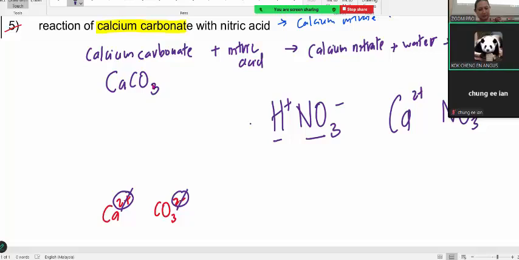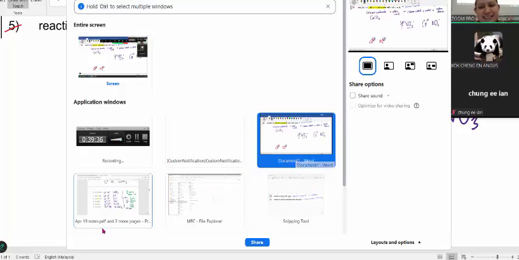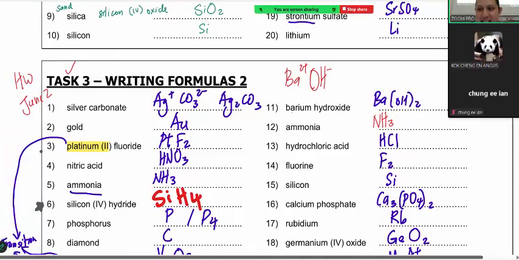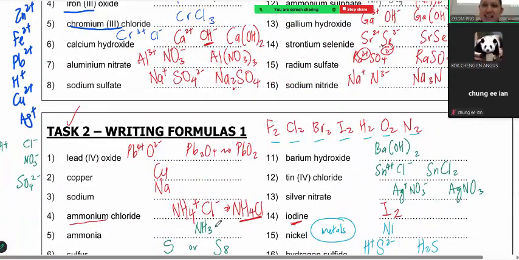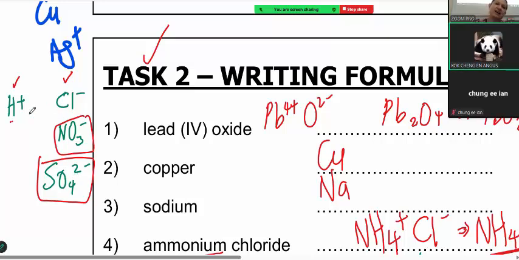So teacher, nitric acid is NO3 negative, right? No, nitric acid. Were you here 5 minutes ago? I told you just now, when it's acid, if it's hydrochloric acid, it's H plus with Cl negative. When it's nitric acid, it's H plus with NO3 negative. When it's sulfuric acid, it's H plus with SO4 2 negative. Get it? Okay. All right.